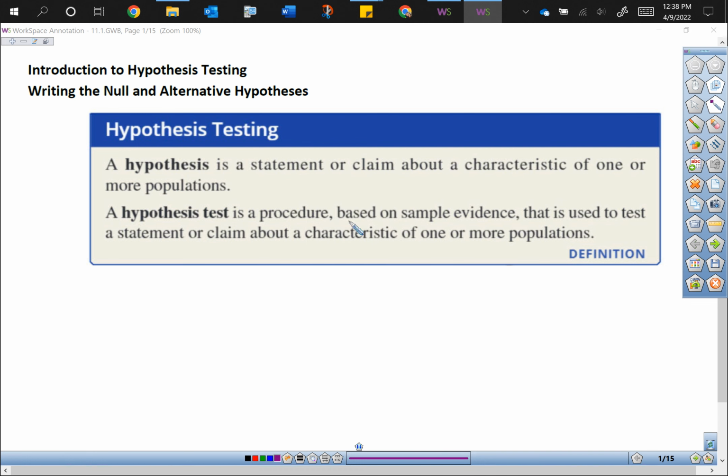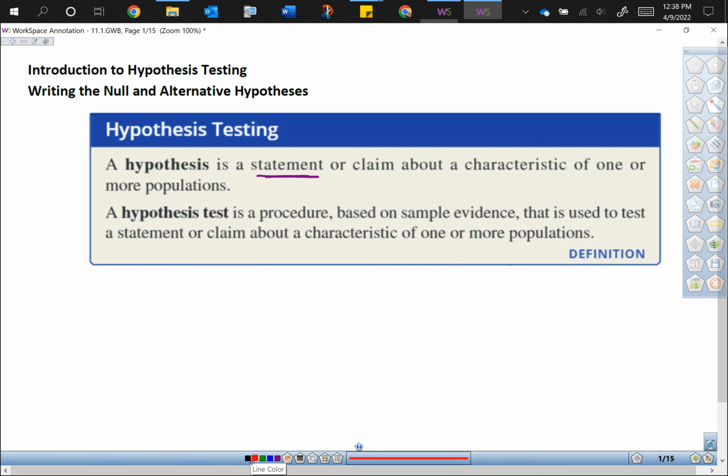Okay, today we are going to start Unit 3, and Unit 3 has a large focus on hypothesis testing. So this first lesson is just a nice introduction to hypothesis testing, what it is, and the very first step of it. So a hypothesis is a statement or a claim about a characteristic of one or more populations.